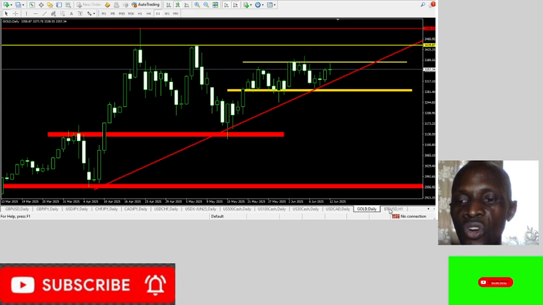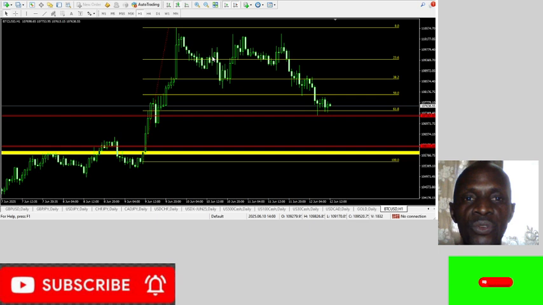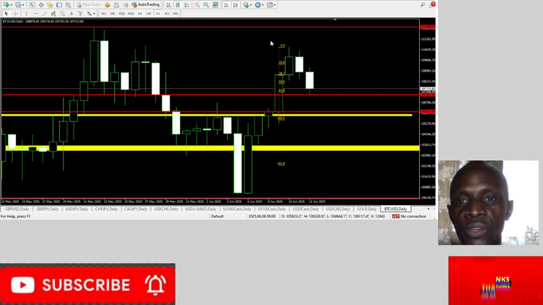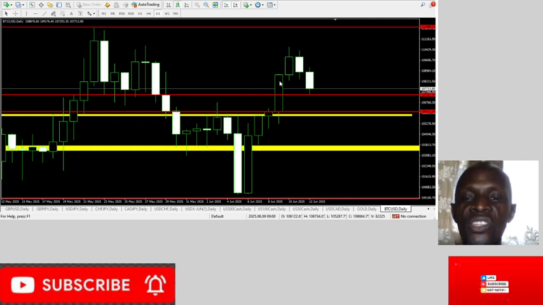Okay, another one, Bitcoin. What do we see in Bitcoin here? Bitcoin here has already strengthened, it's an uptrend. What we are having here now is just a pullback. And when this pullback ends, Bitcoin will strengthen and it will move higher.